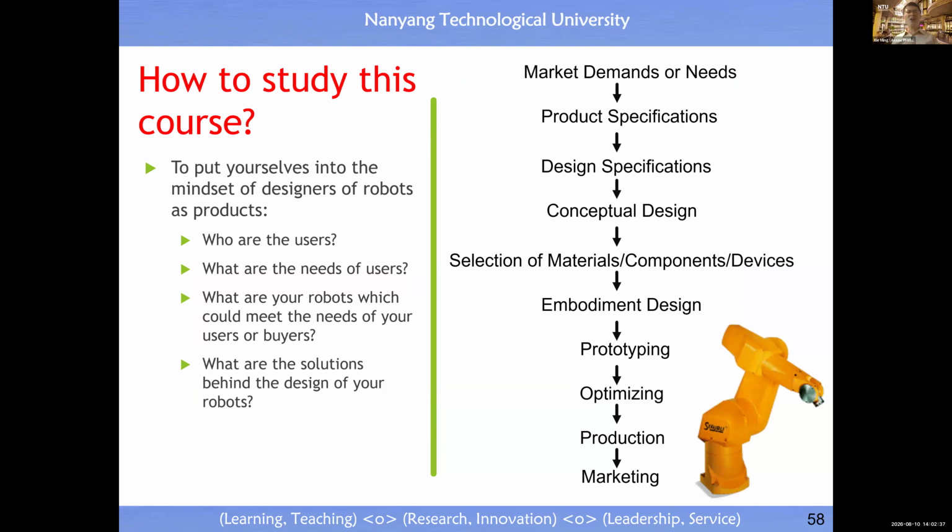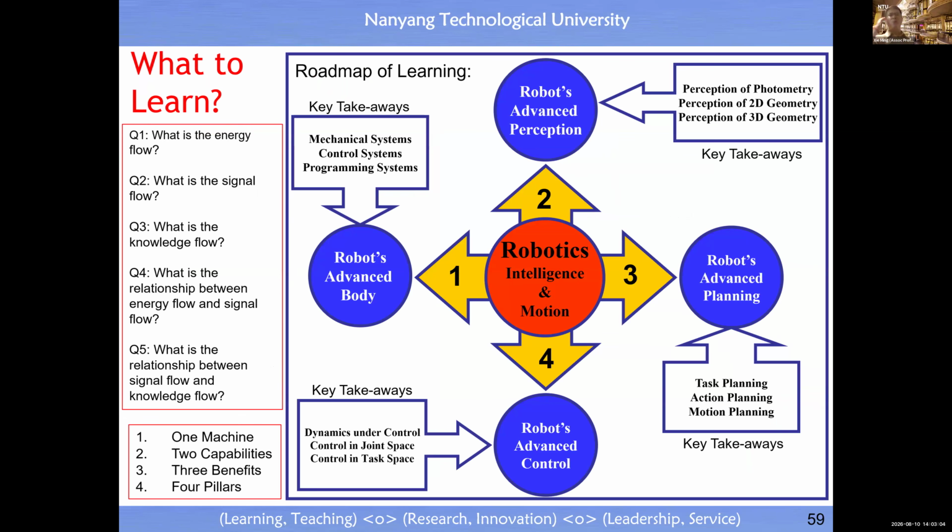Then how to study this course? The recommendation is to put yourself into the mindset of a designer, right? Then ask the question: who are the users of a robot, what are the needs of your user, right? Then what robot are you going to offer to the buyer or user, and how to develop, design and implement your robot. Okay, so we want you to become a designer of a robot.